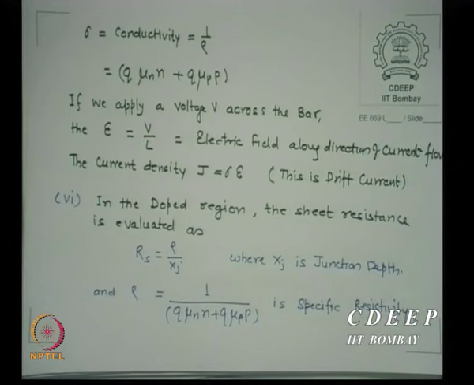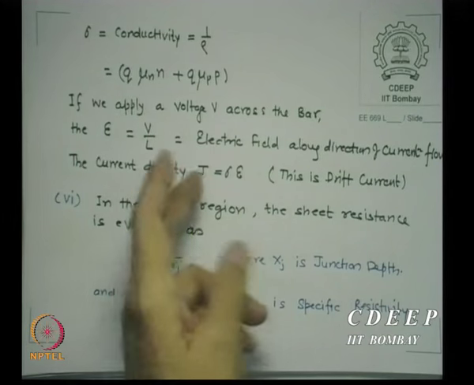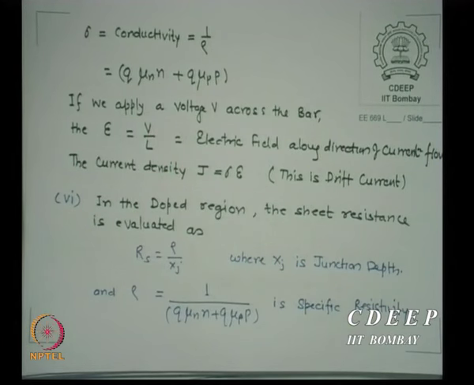So J equals sigma E is the current, which is called the drift current density. If you want current, multiply by area, because current density J is I by A. So I is A times sigma E.